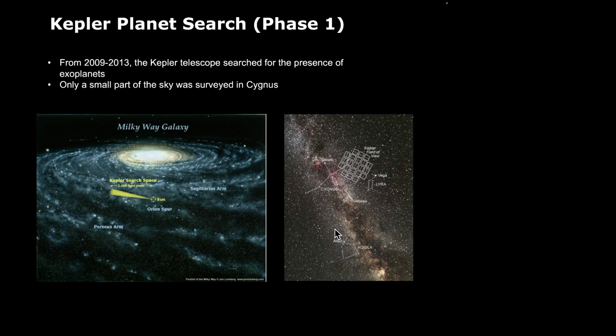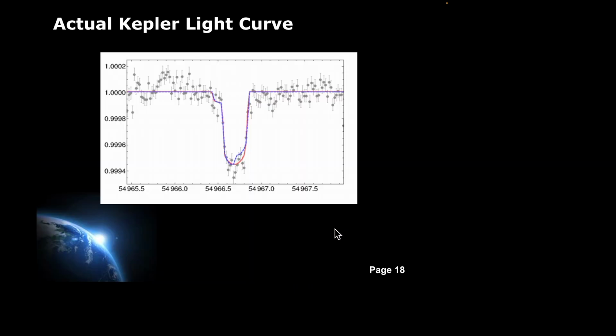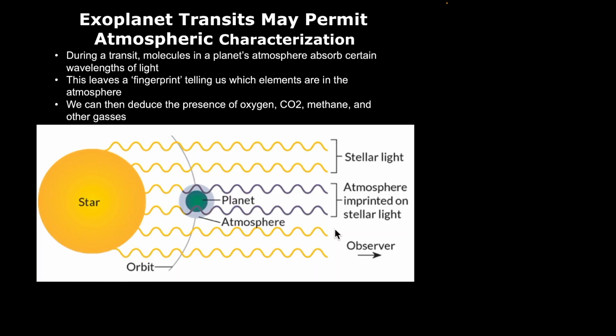So the Kepler mission from 2009 to 2013 searched for the presence of exoplanets. And you can see here the Milky Way with the constellation of Cygnus, or the Northern Cross, and you can see where Kepler looked in the sky to find exoplanets. Here's an example of a Kepler light curve. Note the light is dimming by much less than 1%.